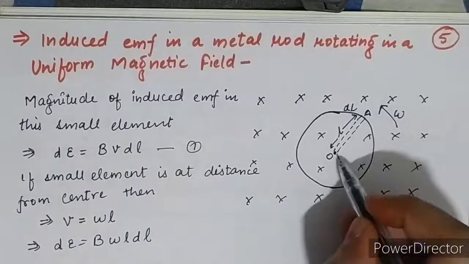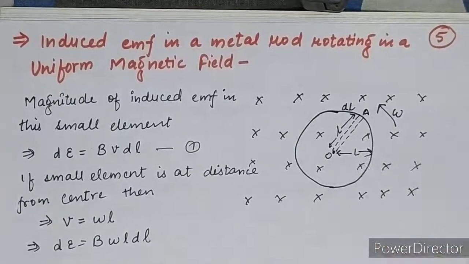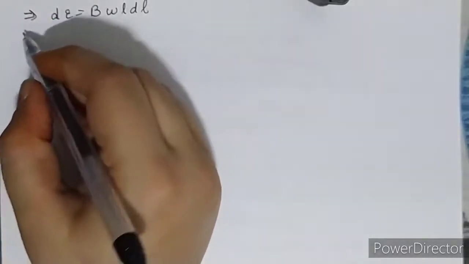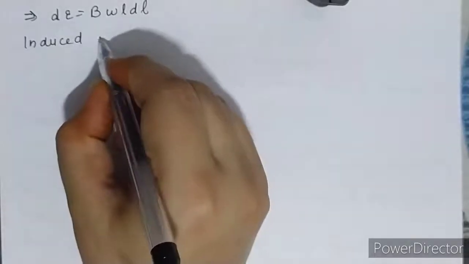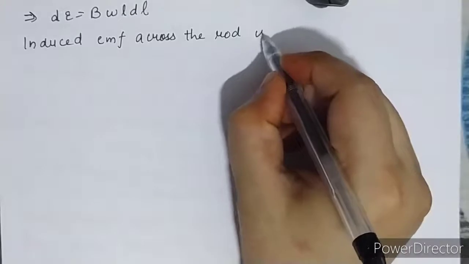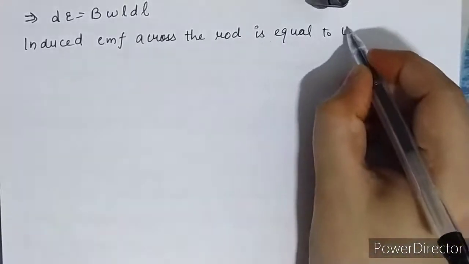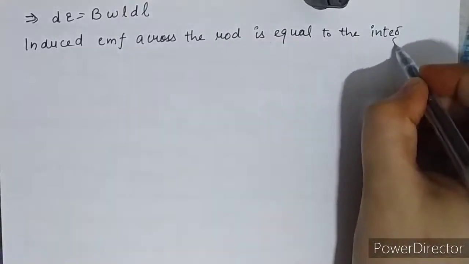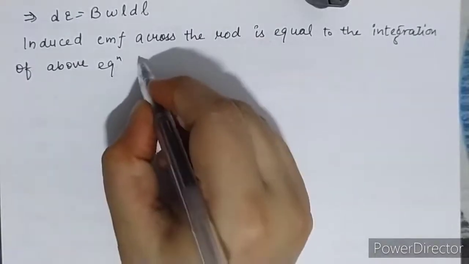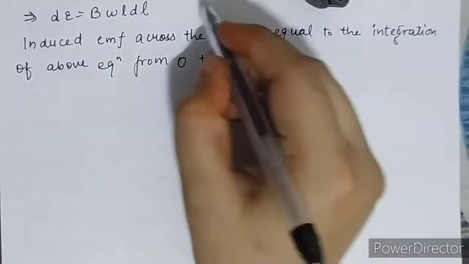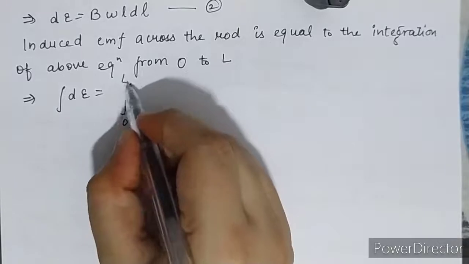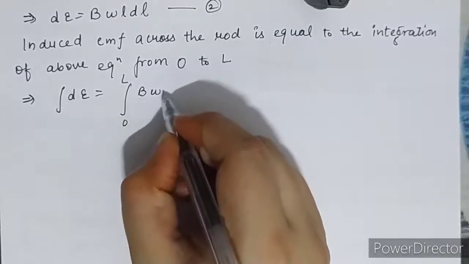Now suppose the length of the entire rod is capital L. So the induced EMF across the rod is equal to the integration of the above equation from 0 to L. I am integrating dE from 0 to L, where 0 means the origin: the integral of B omega l dl.